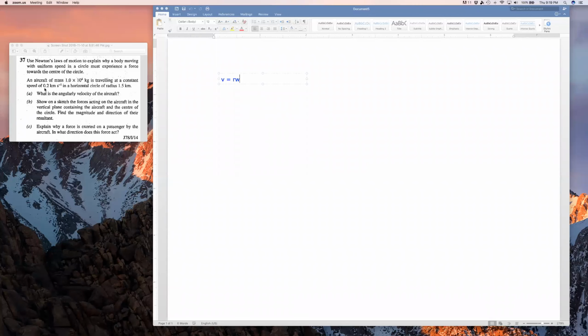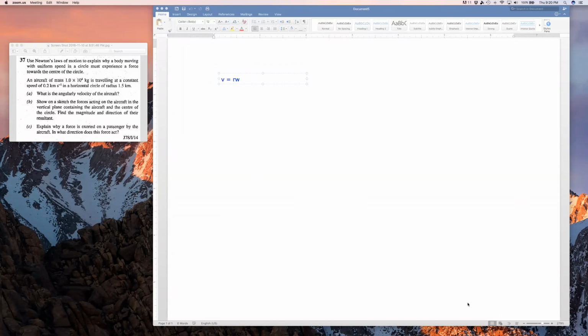We have V, that is 0.2 kilometers, so that's 200 meters per second, divided by 1.5 kilometers. Well, I guess we can just work in kilometers. It's 0.2 over 1.5. All right, and the answer would be 0.13 radian per second.